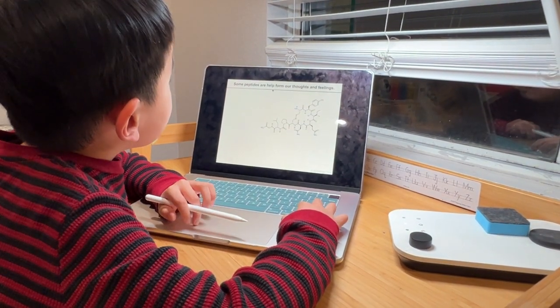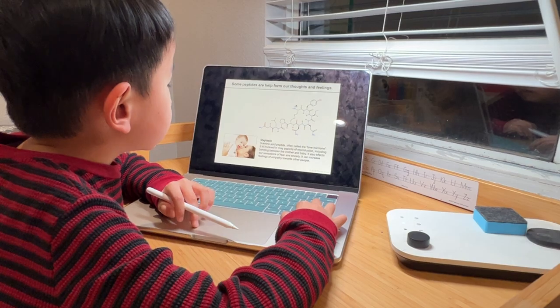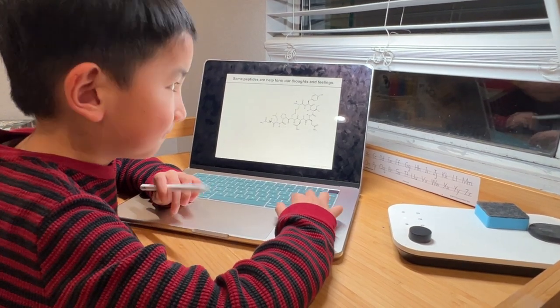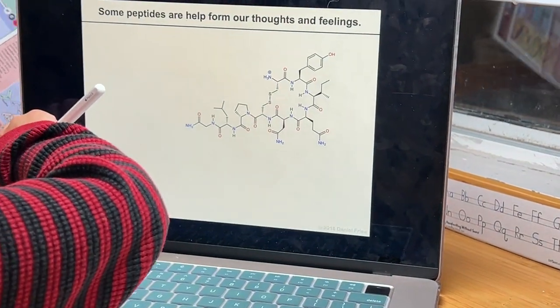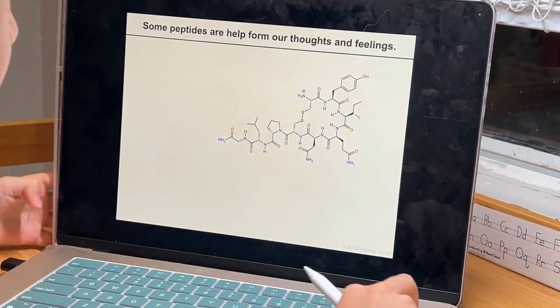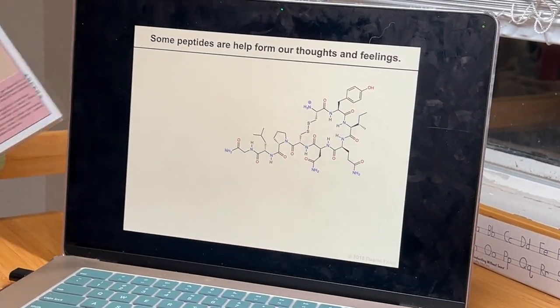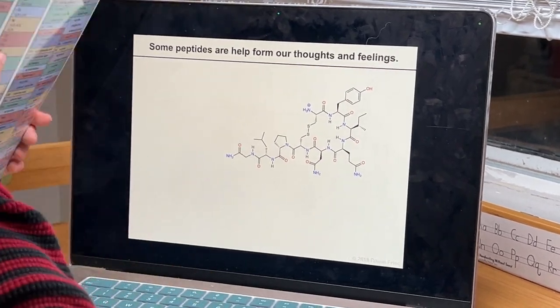Some peptides influence romantic thoughts and feelings. This one actually looks very fancy because there's this SS disulfide bond.